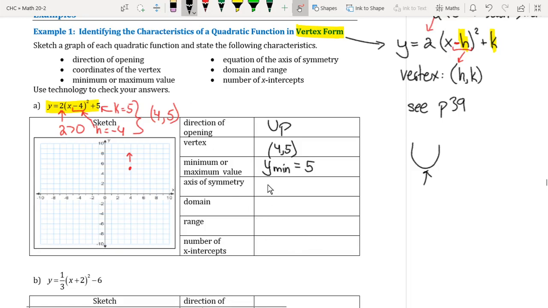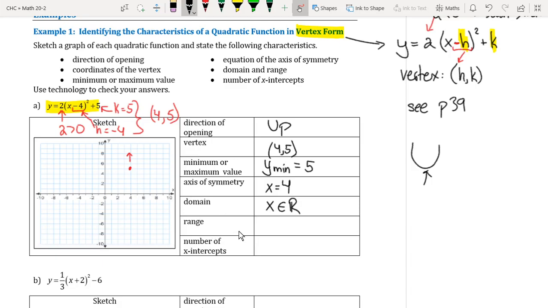Axis of symmetry. Well, the axis of symmetry goes through the vertex, so the x coordinate of the axis of symmetry is going to be 4. Domain. For quadratic functions, unless there are restrictions imposed by a context, like here, the domain will always be x belongs to the set of real numbers. X goes from negative infinity to positive infinity.